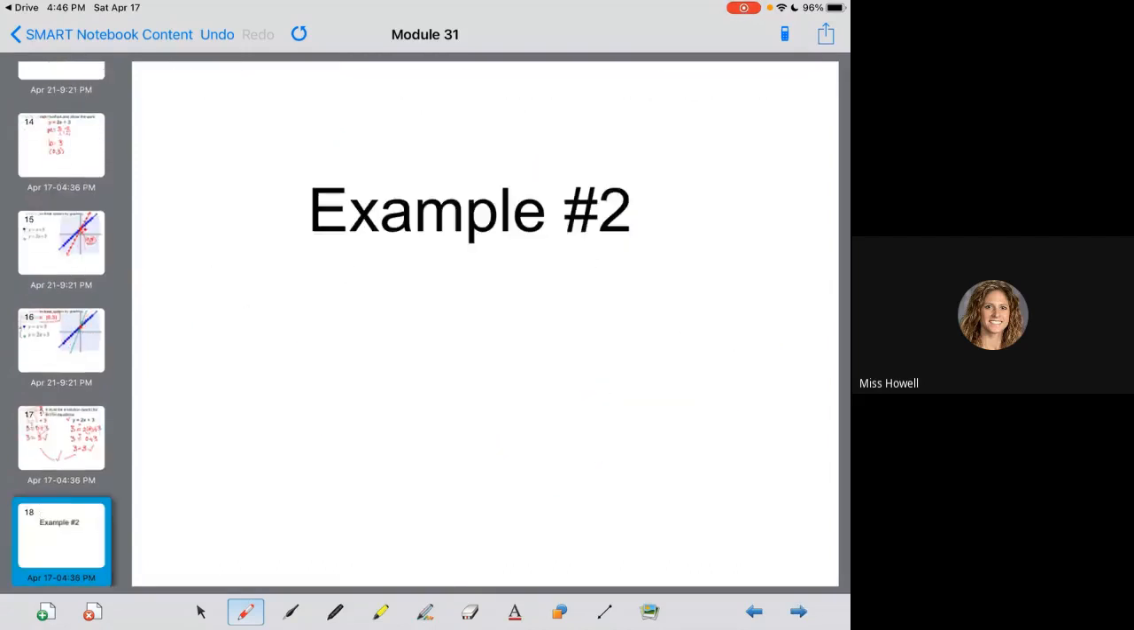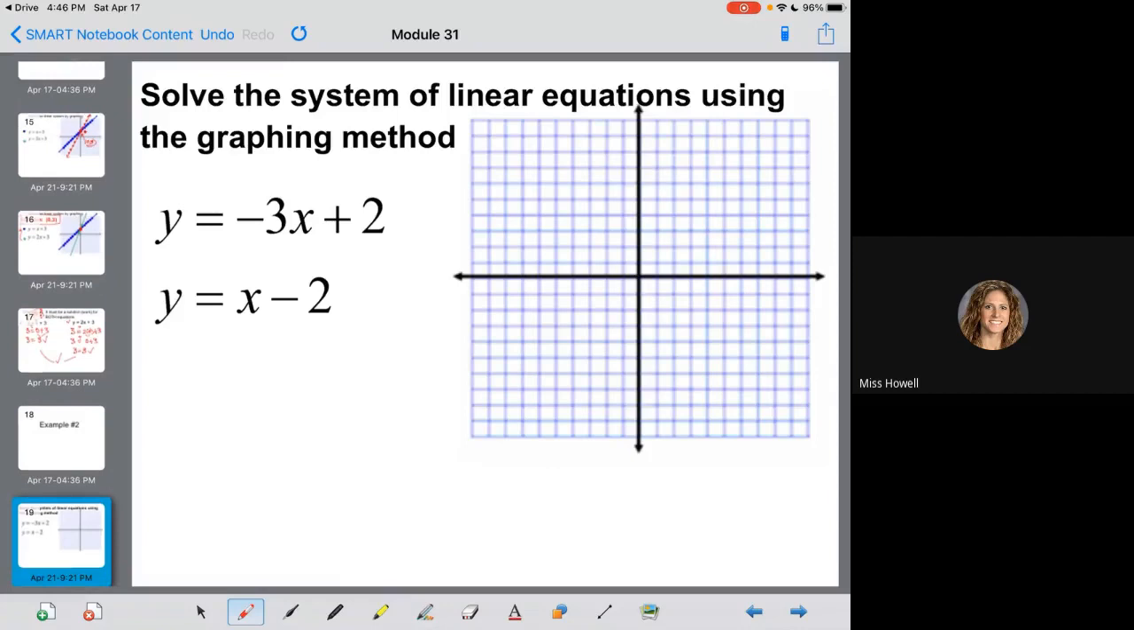All right, let's try another. Number 2. We want to solve this entire system. y equals negative 3x plus 2, and y equals x minus 2. So let's start with our top line there. y equals negative 3x plus 2.